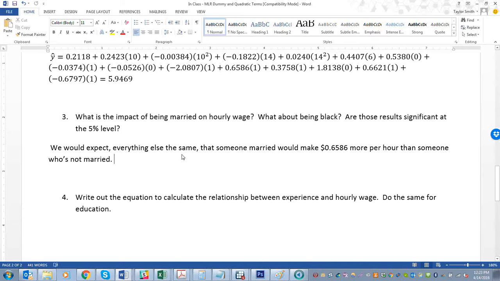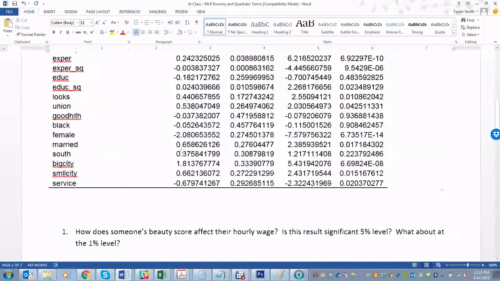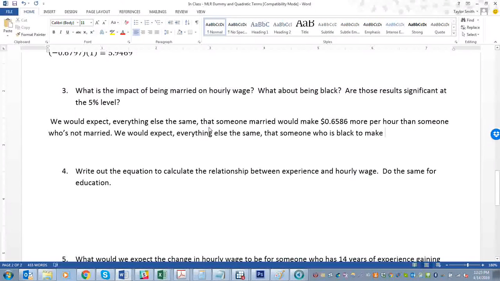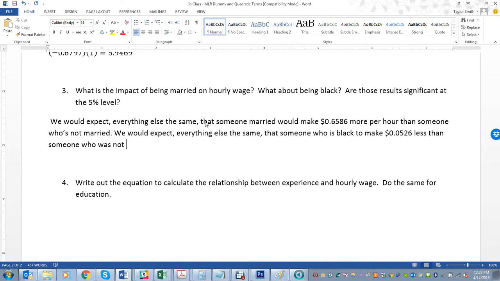What about being black? Well, we're going to basically retype that exact sentence. We would expect, everything else the same, that someone who is black to make, and come look at our coefficient here, black is negative 0.0526. So to make basically 5 cents less than someone who was not black.